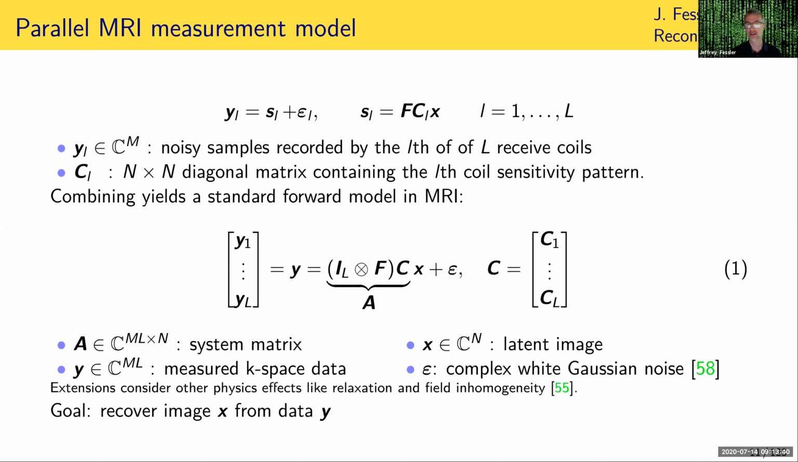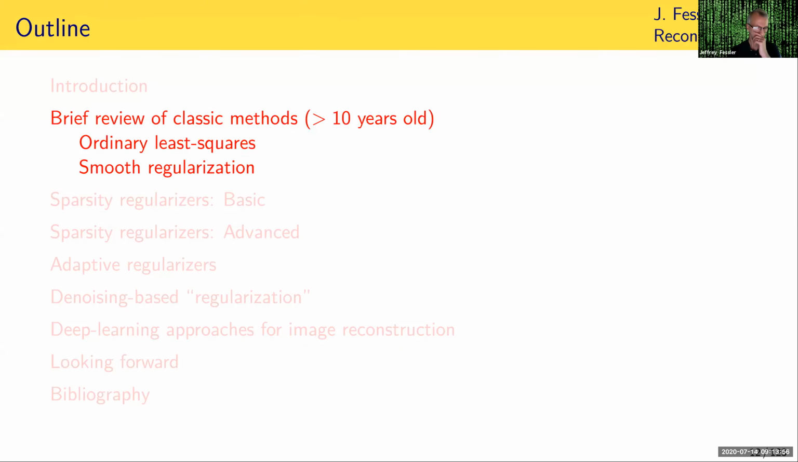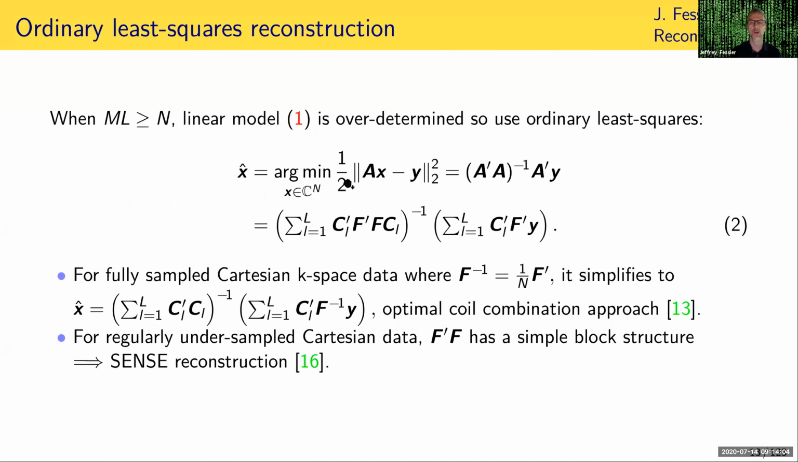All right, and this is still a simplified model. Like I said, some situations need to consider things like relaxation and field inhomogeneity, but I'll just focus on this model in this talk. And of course, our goal then in any inverse problem is to recover x from the measurements y. All right, so I'm going back a little bit, and I'll explain why I'm going back in time once we get to the compressed sensing section here.